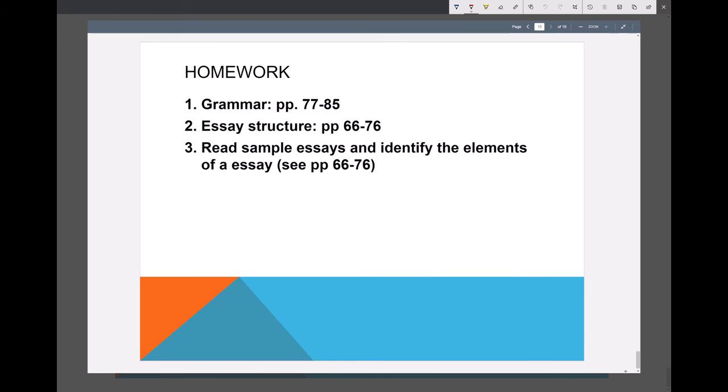So practice in your course pack. These are all in your course pack that you have on Canvas. So read and practice the grammar on pages 78 to 85. You'll be doing an essay this week, so read the essay structure. That's on pages 66 to 76. And we have sample essays for you to read and take a look at what elements are in an essay. For now, just read them. Also on pages 66 to 76.